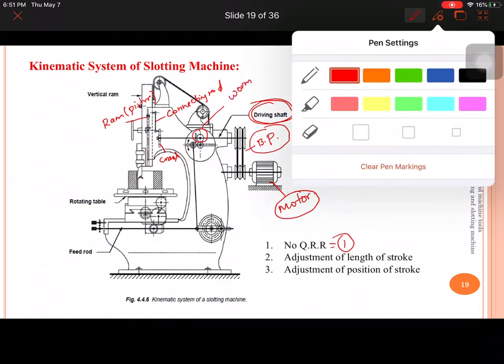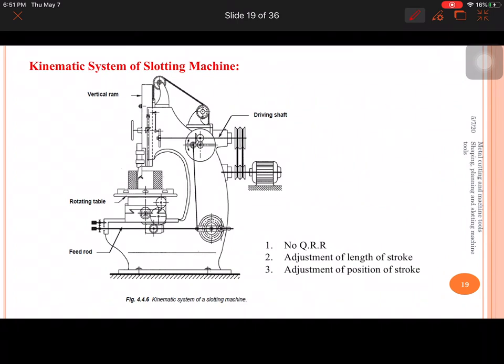Let me erase everything. So from the driving shaft to this worm and worm gear, and from this worm gear to this gear, which is rotating this crank, and this is acting like a connecting rod. And this is also called the driving disc, which was shown in the earlier figure, and this is called the fulcrum.